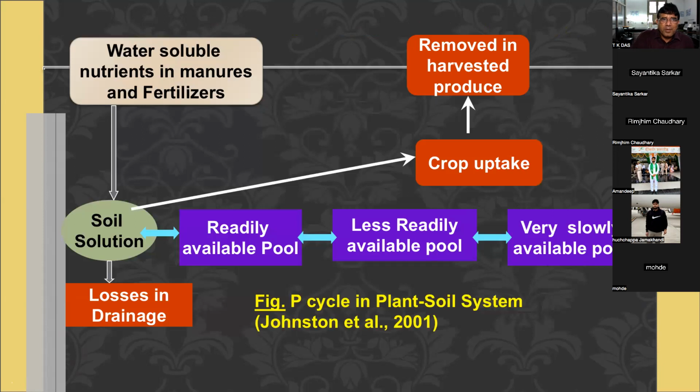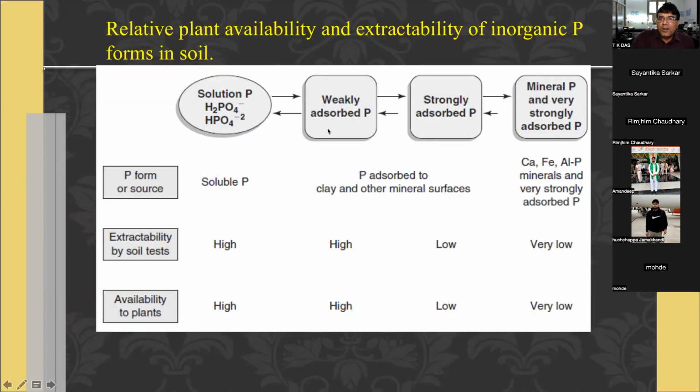Now, the cycle again, same kind of thing you have already seen. Soil solution, readily available pool. They are in equilibrium, and in the last case also, you can see all these are in equilibrium. If solution P is deficient in H2PO4 or PO4, then it will come from here and from here. And likewise, there can be fixation also. For fixation, you move from left to right. This is called fixation. If you want to increase availability, you move from right to left. If you move from left to right, it is your fixation.